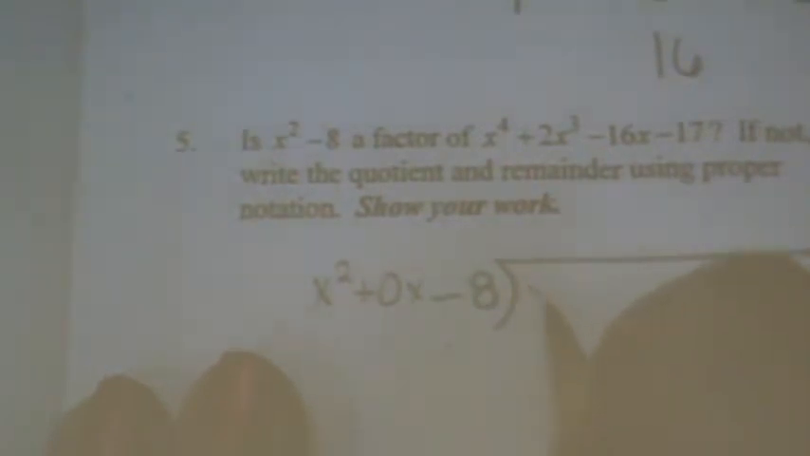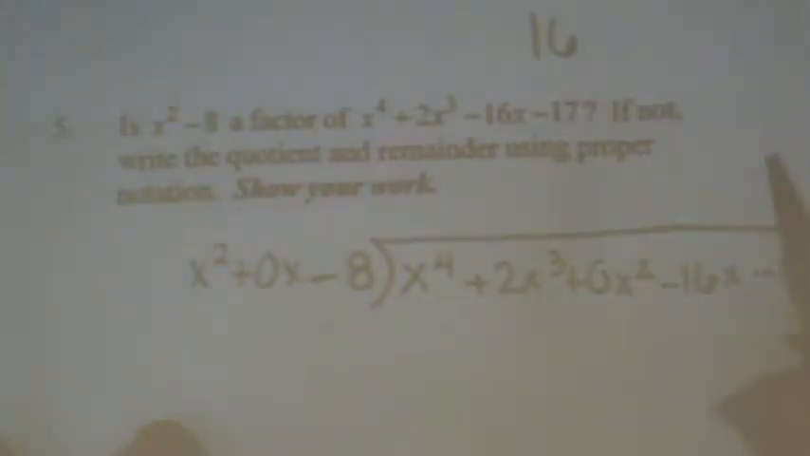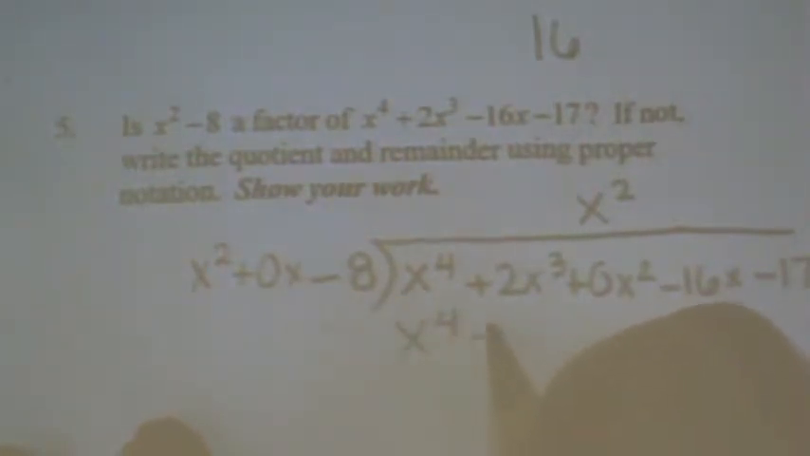That is going to go into x to the 4th plus 2x cubed plus 0x squared minus 16x minus 17. So how do you do this problem? You want to get rid of this right here. So you're going to put x squared here. X squared times these 3, you get x to the 4th plus 0x cubed minus 8x squared.